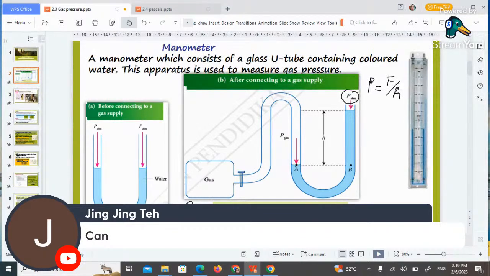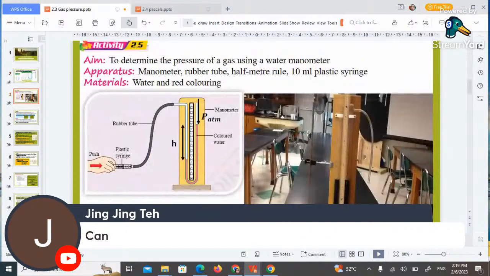So that is the concept of gas pressure. Okay, we go to the next slide. This one is activity 2.5. You can refer to your textbook. Determine the pressure of gas using a water manometer, colored water. Apparatus: manometer, rubber tube, half meter rule, 10 milliliter plastic syringe. Materials: water and red coloring. This one involves a very small volume of air in the syringe, so the pressure is not too high. Thus, we can just use colored water in the U-tube.